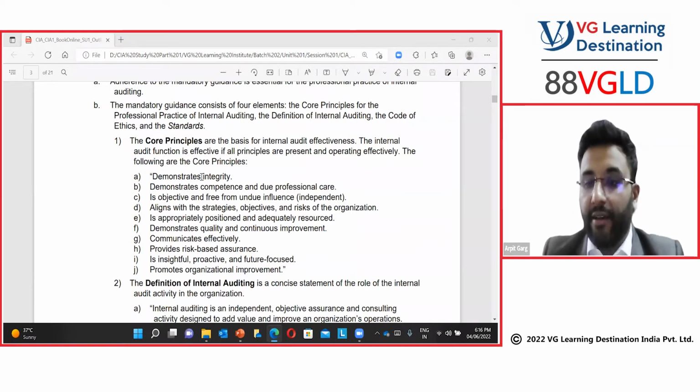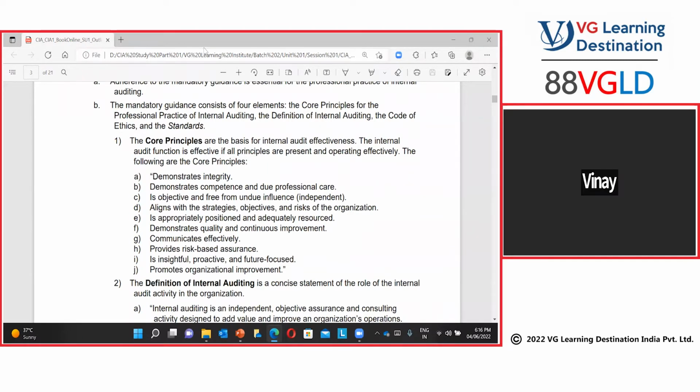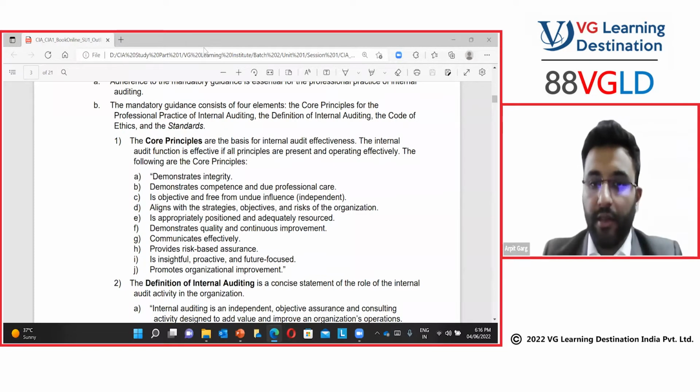Folks, integrity is part of my code of ethics. So there are 4 code of ethics, right? What are the 4? Can anyone tell what the 4 code of ethics are? We have covered integrity, objectivity, confidentiality, and competency. Competency, right? So integrity is covered in my code of ethics, right? So the core principle also says demonstrates integrity. It's somewhere there in my code of ethics as well.